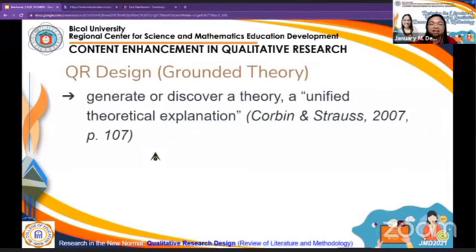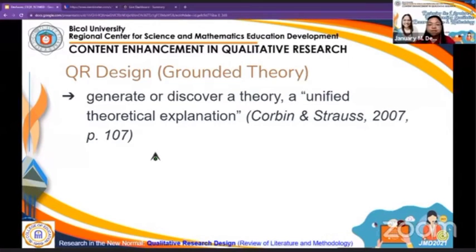Another design, which I'm more of a grounded theory researcher for. If narrative research focuses on individual stories as they are told by the participants, and phenomenology emphasizes the common experiences for a number of individuals, meaning explaining a certain phenomenon, the main intention of grounded theory is to move beyond description. What grounded theorists do is they want to generate or discover a theory or a unified theoretical explanation for a particular process or an action.